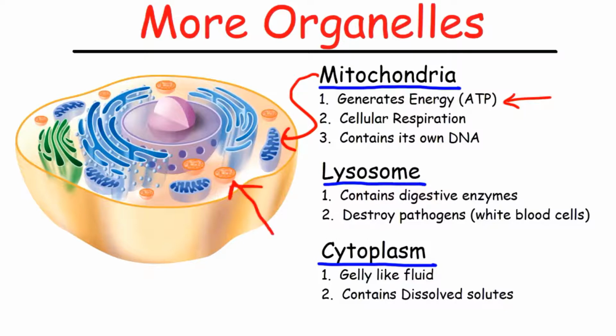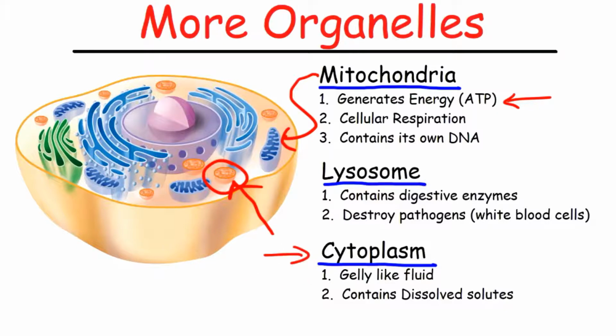Next up, we have the lysosome. Now the lysosome, which is here, its purpose is to break down food. It contains digestive enzymes, and in white blood cells, it can also destroy pathogens. When a white blood cell engulfs a pathogen in a process known as phagocytosis, the lysosomes in those white blood cells can break down those pathogens or disease-causing agents into smaller stuff that can be used or recycled by the cell. Next up, we have the cytoplasm.